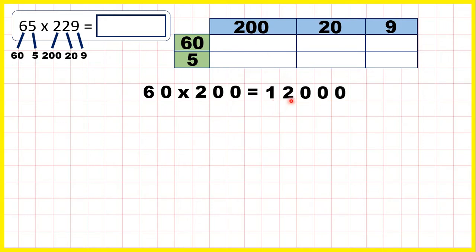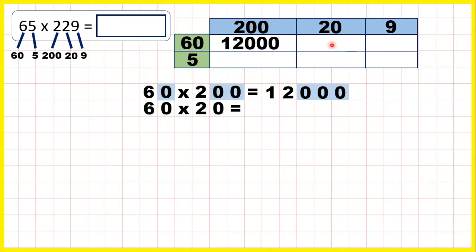Now for this box here, we need to work out 60 times 200. That's 12,000, because 6 times 2 is 12, but then if we have a total of 1, 2, 3 end zeros in a multiplication question, we need 3 end zeros in our answer. So that's 12,000. Now, for this box, we need to work out 60 times 20.